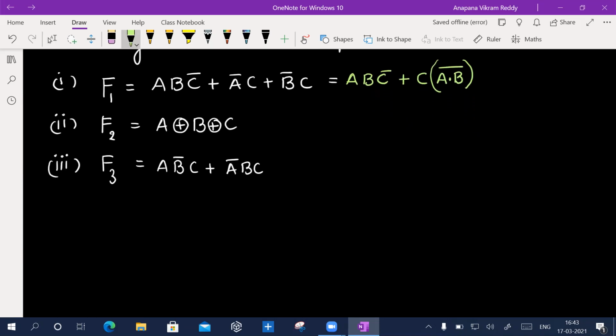Now, let me attempt doing something for this. Can I take C like this? Yes, C and AB complement and A complement and B. So I would say this C and A exclusive or B. You all agree, right? Now, one thing is straightforward: I have A exclusive or B, I have A exclusive or B exclusive or C. See, now life became very simple. I have this here, I have C here.